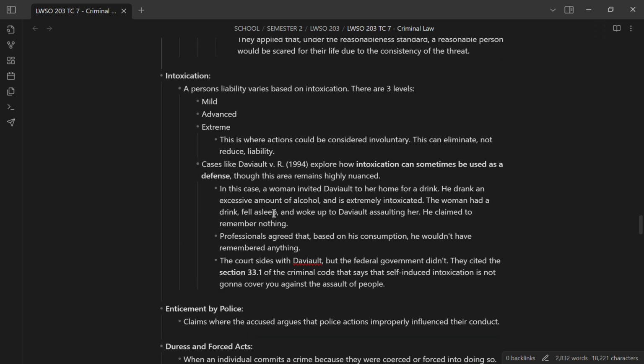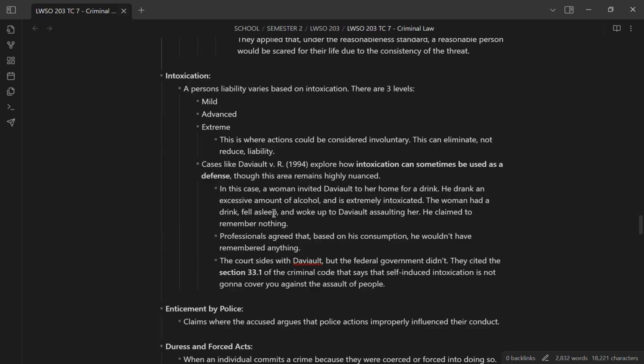Intoxication, right? Your liability can vary based on your intoxication level. There are 3 levels to this: mild, advanced, and extreme. The extreme intoxication zone is really where actions could be considered involuntary. This can eliminate, not only reduce liability, depending on the judge, depending on the case. Let's look at a case for that, right?